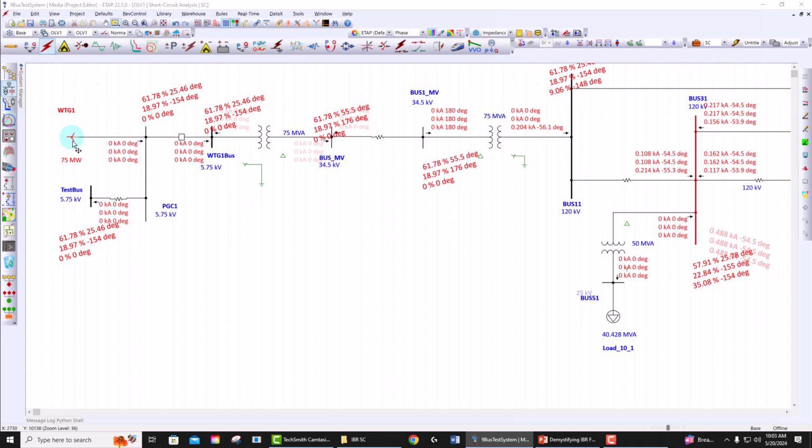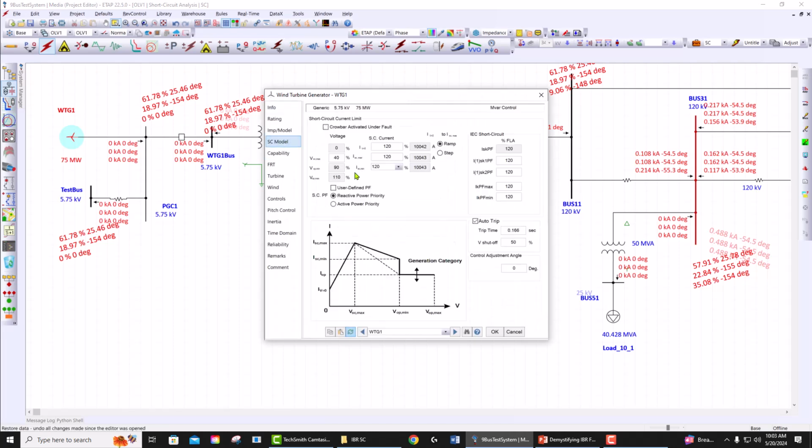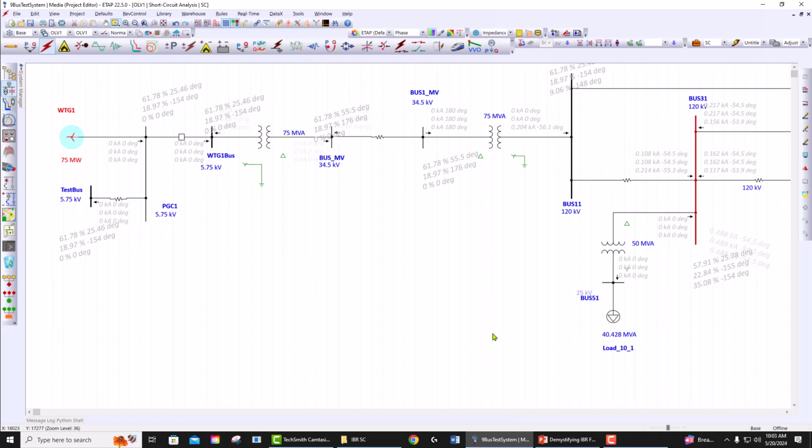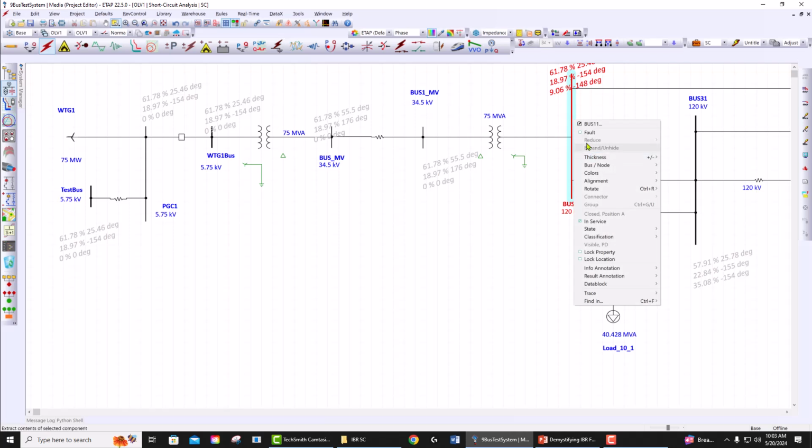Now, there's one more parameter left in the short circuit page, which is this. Let me just uncheck the auto trip, this control adjustment angle that I'm going to discuss now. Before doing that, what I would like to do is go ahead and remove the fault from this bus and put the fault on bus 11.